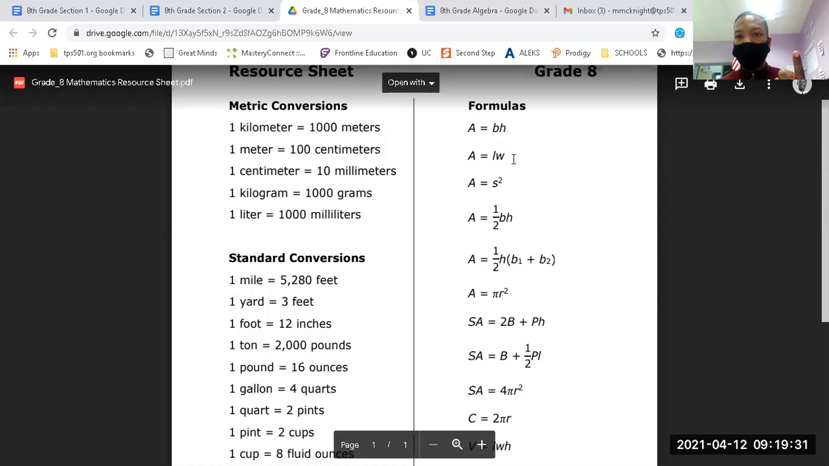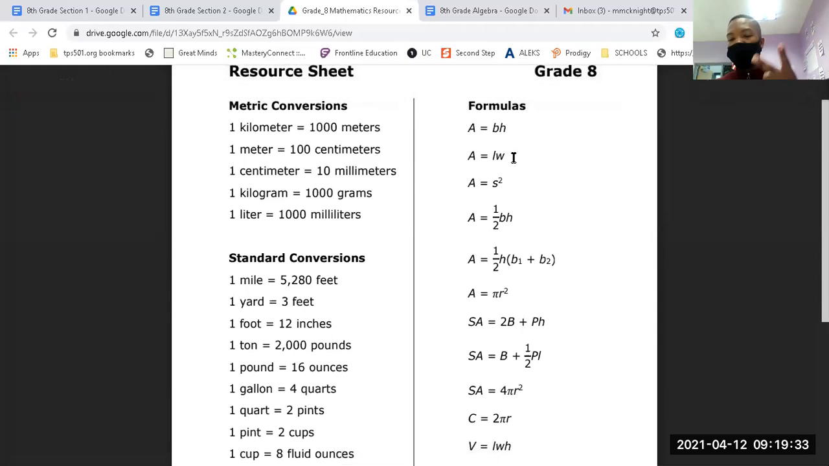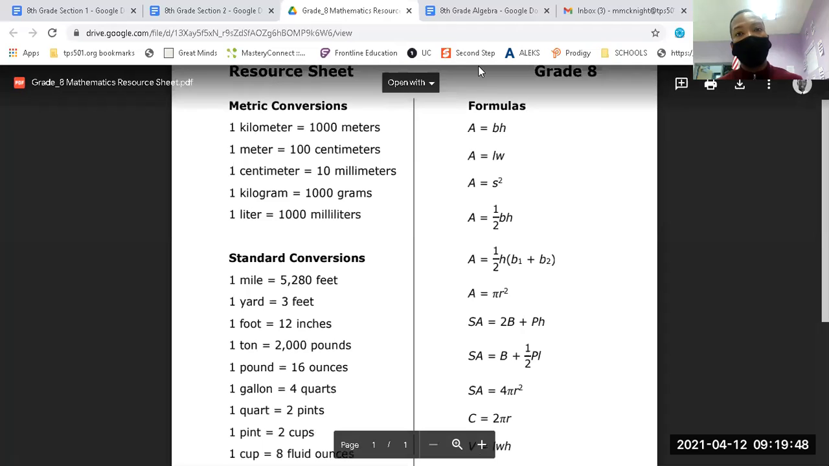Okay. So we're basically looking at triangles, squares, rectangles, prisms, and cylinders. Okay, I'm going to start out with a square or rectangle. Let's go there.